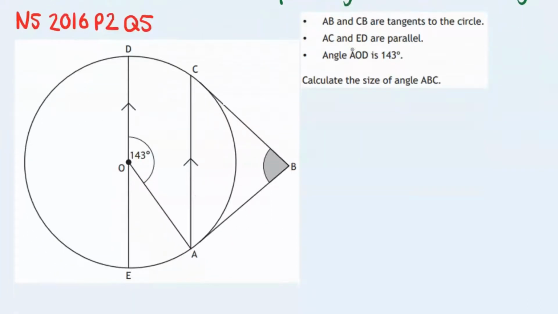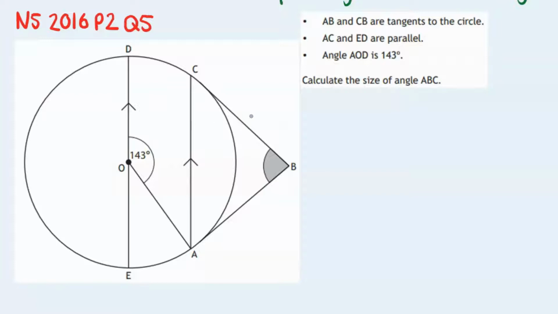So what we'll do is we'll have a look at this question. So here we have this first exam question. It's a circular diagram as expected. So we are told that lines AB and CB are tangents to the circle, okay? So the tangents hit the circle at a point on the circumference. Then lines AC and AED are parallel to each other, and angle AOD is 143 degrees. That's this angle here, 143 degrees. And what we have to do is calculate the size of angle ABC, this shaded angle here.